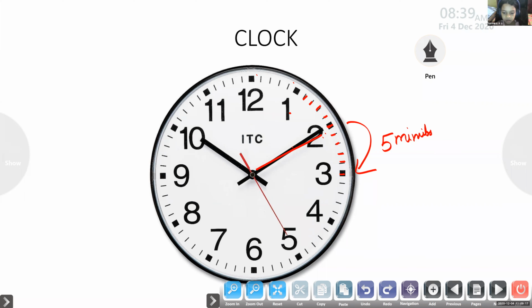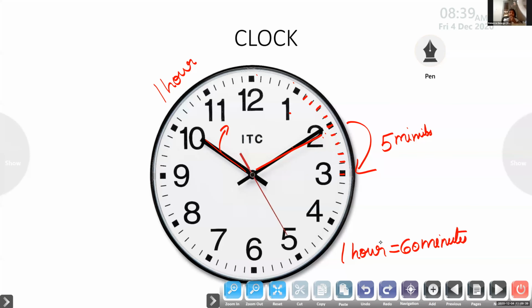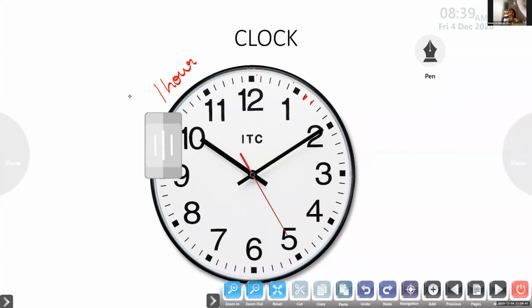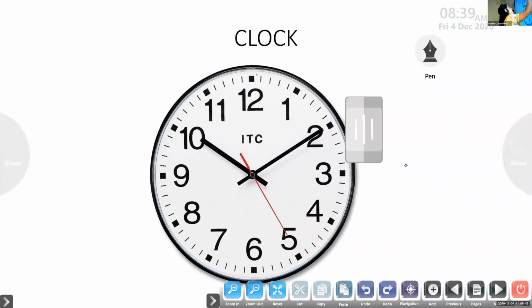Like that, if the hour hand moves from one number to the next number, how much time does it take? Not 5 hours. 1 hour. 1 hour equals how many minutes? 60 minutes. 1 hour equals 60 minutes.